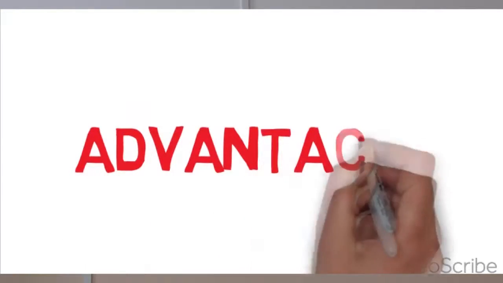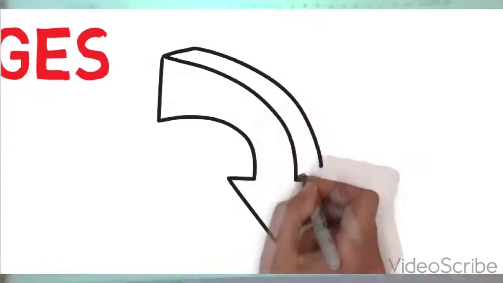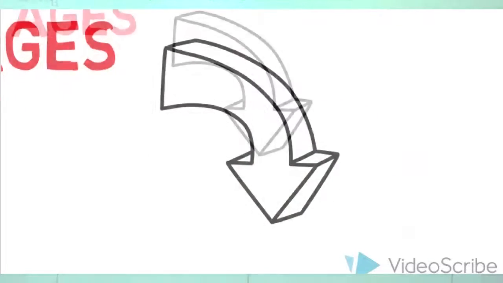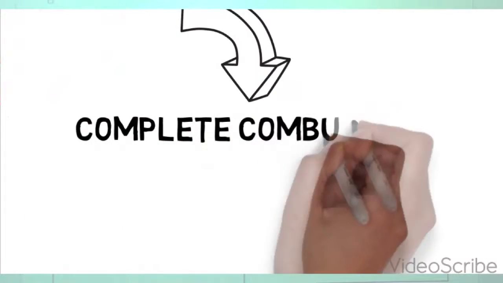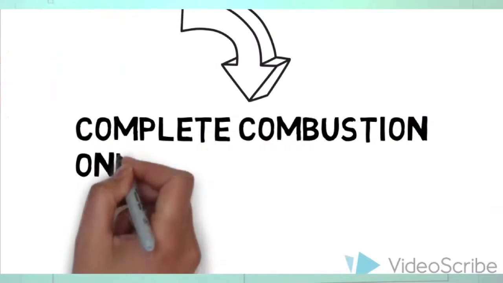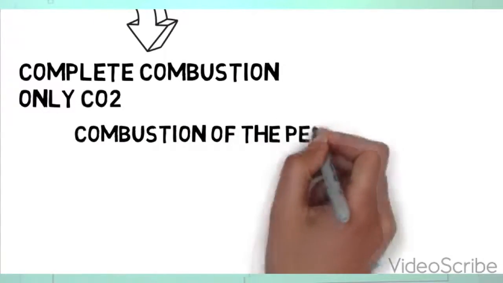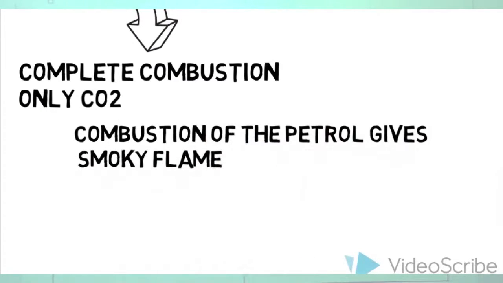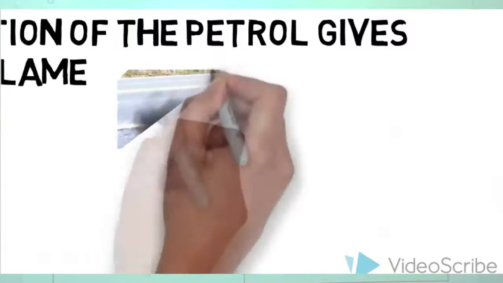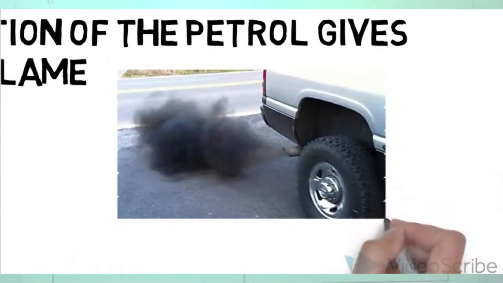Okay, thank you very much for your warm discussion. Let's summarize. Advantages. Complete combustion is a very strong advantage of burning ethanol. Ethanol releases only CO2. Petrol releases, besides CO2, carbon monoxide. And usually you can observe a smoky flame, which is more harmful to health.